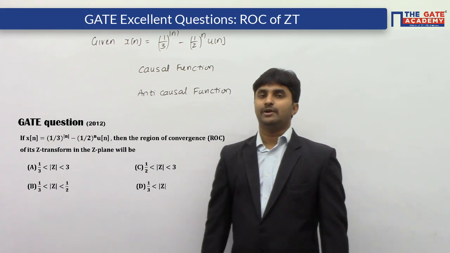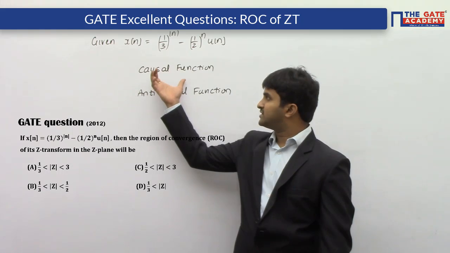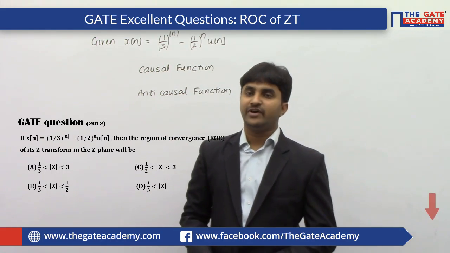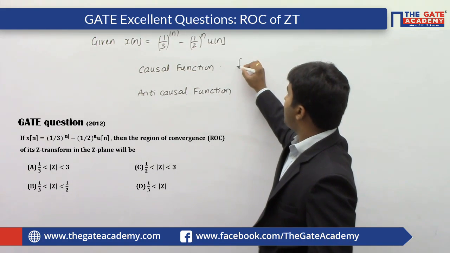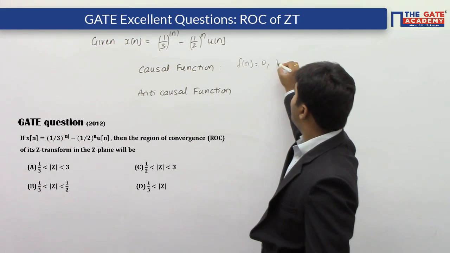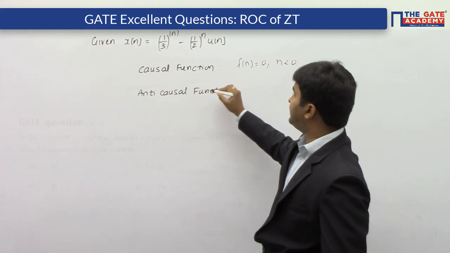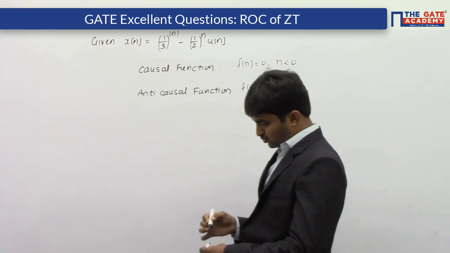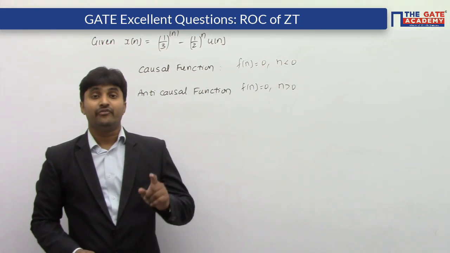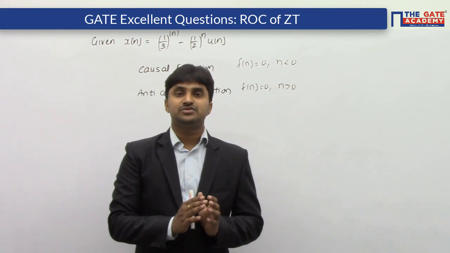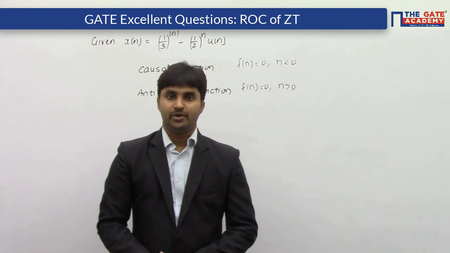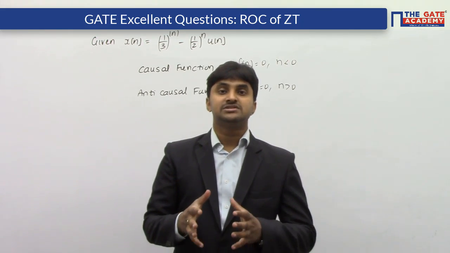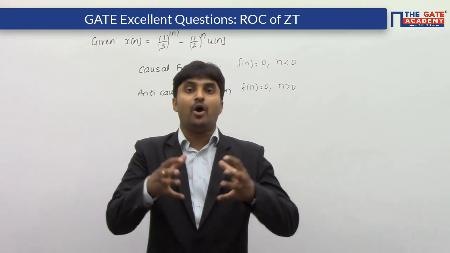Now to solve this particular problem, you should know the prerequisite, which is the causal function and anti-causal function. So what is a causal function? The causal function is something which satisfies f(n) equal to 0 for n less than 0. Similarly, an anti-causal function is one which satisfies f(n) equal to 0 for n greater than 0. We studied in class that whenever you have a causal function, the ROC is always going to be outwards in nature. In the case of Z transform, whenever we learn about causal functions, the ROC we observe is going to be outwards in nature.